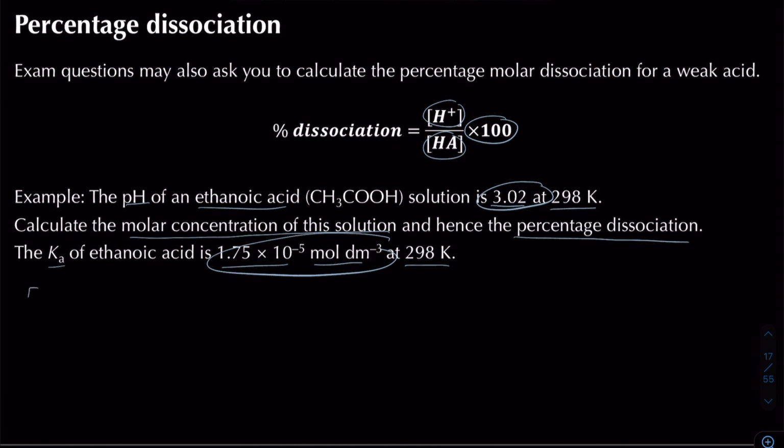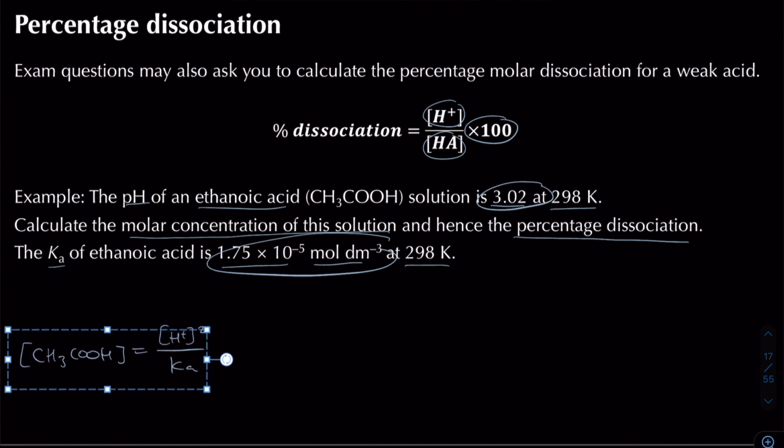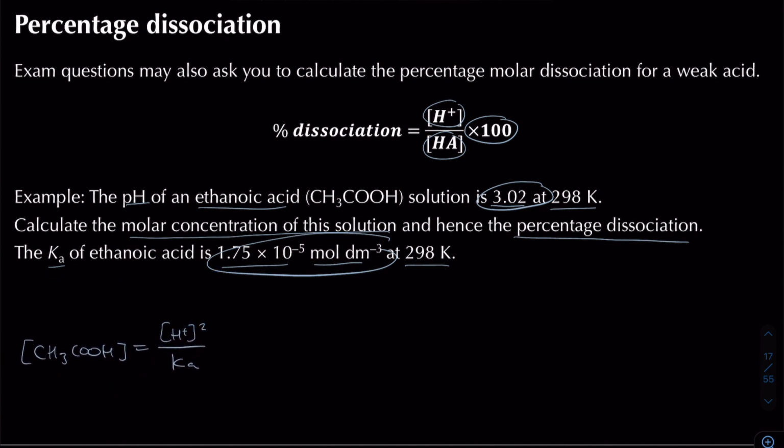So in order to find the concentration of ethanoic acid, what I'm going to do is take the concentration of H plus, which is going to be squared, and divide that by the value of Ka that I've got, but I need to find the concentration of H plus to begin with. So in that case, to find the concentration of H plus, I'm going to need to do 10 to the minus of my pH, which in this case is going to be 10 to the minus of 3.02.